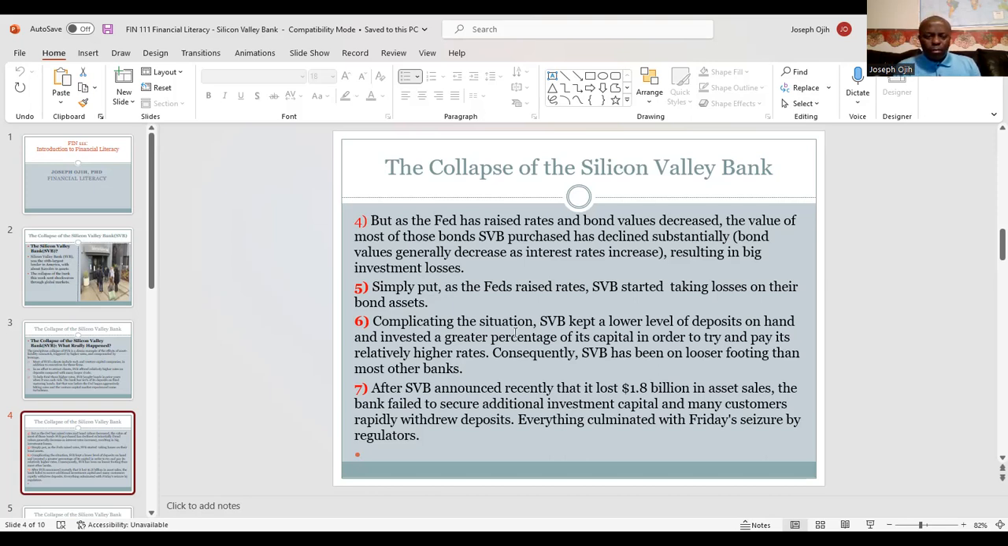So when they did that, the customers of the bank felt, oh my God, they are losing money. So we're going to get our money out of this bank before the bank collapses. So that's what the announcement they made caused. Remember, they made that announcement because they are required by law to report what is going on in the company every quarter. So the bank failed to secure additional investment capital, and many customers rapidly withdrew their deposits.